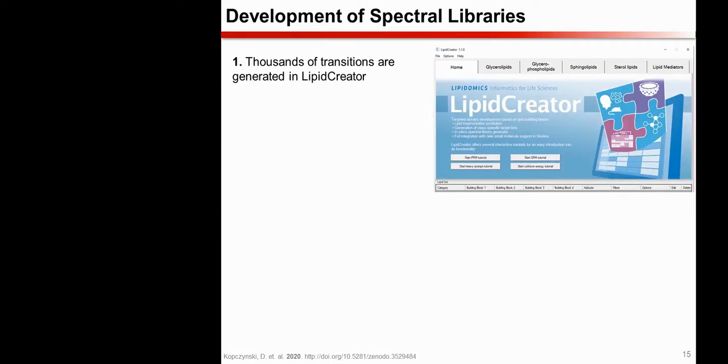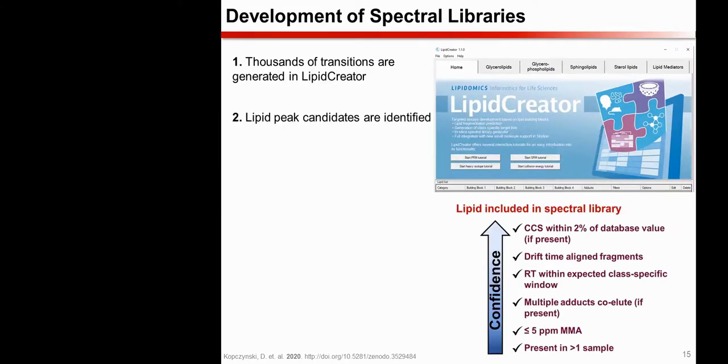So first we use the Lipid Creator tool in Skyline to generate transition lists with thousands of lipids. And this is another free tool. It's actually available as a plugin for Skyline to interface directly with the software, and I highly recommend it for anyone who is doing lipid work. We then search for those lipids in our data and find candidate peaks based on their mass measurement accuracy, the coelution of adducts, and the anticipated retention times given the lipid subclass.